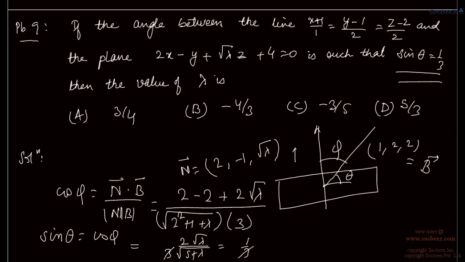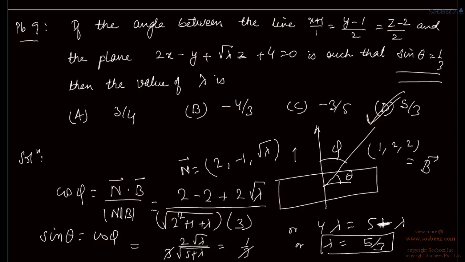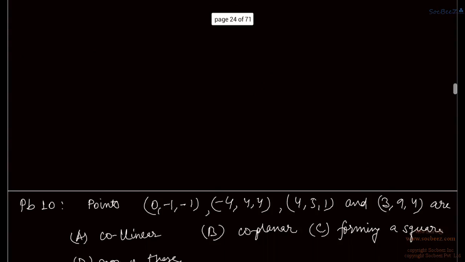So squaring both sides, 3 will get cancelled. Squaring both sides, we will get 4 lambda is equal to 5 plus lambda, or lambda is equal to 5 by 3, right? So from here option D is correct.